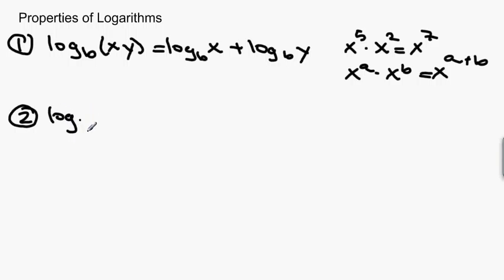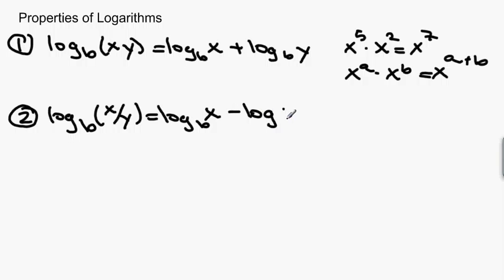Same thing, now we're going to have log base b of x over y equals log base b of x minus log base b of y. Again, this follows the same rule. Whenever we had division, we would subtract our exponents to get x to the fourth.